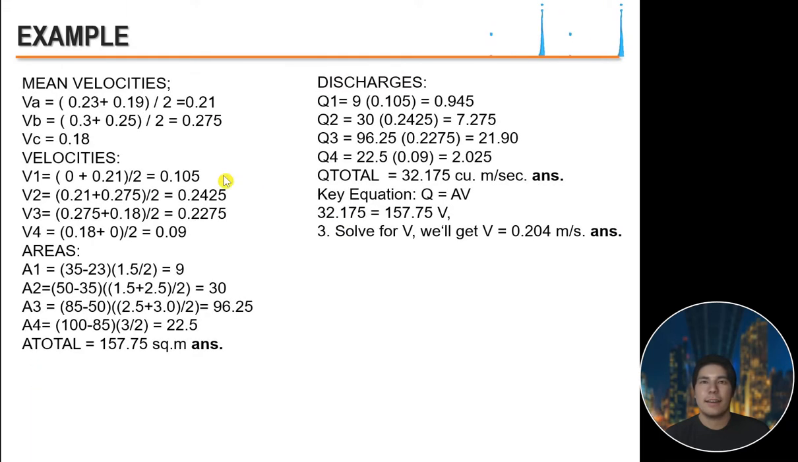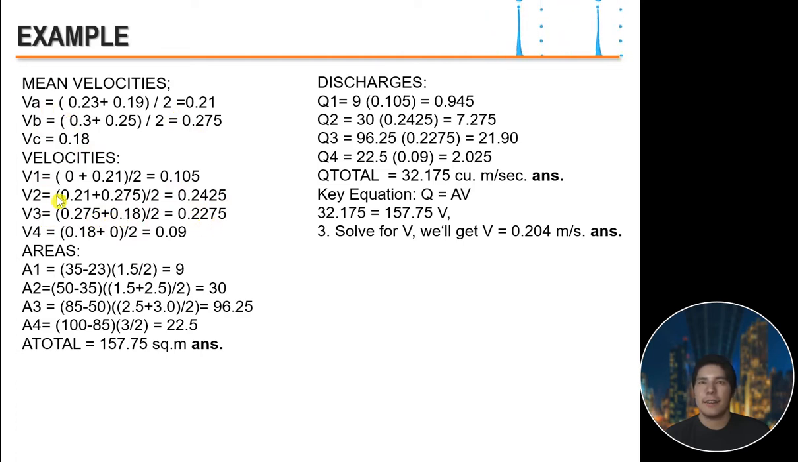So, to solve that, first we need to compute the mean velocity. Since the velocities for specific points are given, we can compute their mean velocity. So, at point A, we have 0.21. At point B, we have 0.275, and at point C, we have 0.18. So, velocity 1, we have 0.105. Velocity 2, we have 0.2425. Velocity 3, we have 0.227.